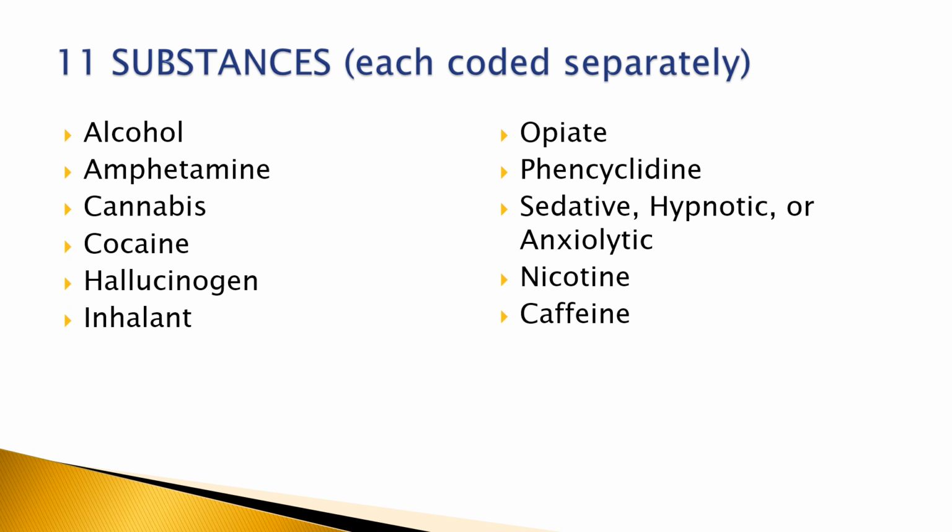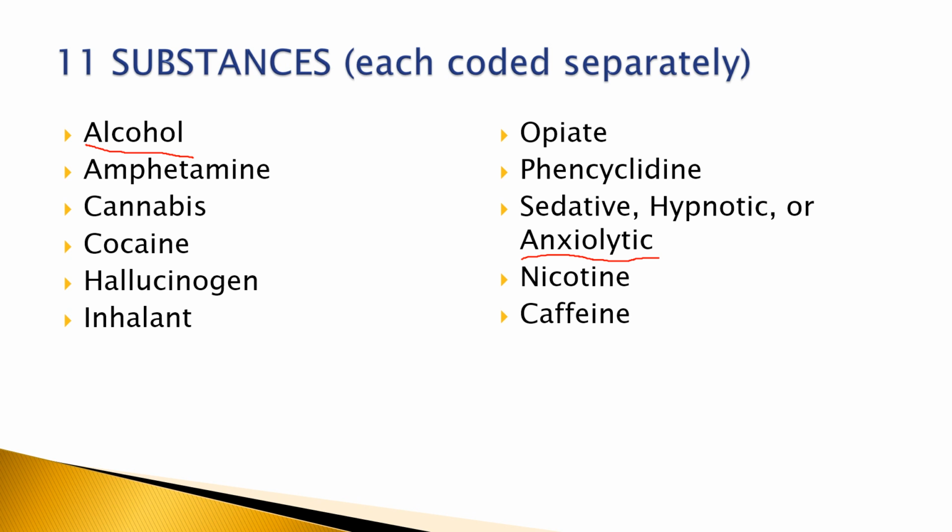In diagnosing, each substance is coded separately. Now, if they're using both, let's say, Valium and Librium as an anxiolytic, you don't code 2 anxiolytic diagnoses. You only have 1. Okay, so if they're using alcohol and anxiolytic medications inappropriately, then you would code 2 diagnoses.